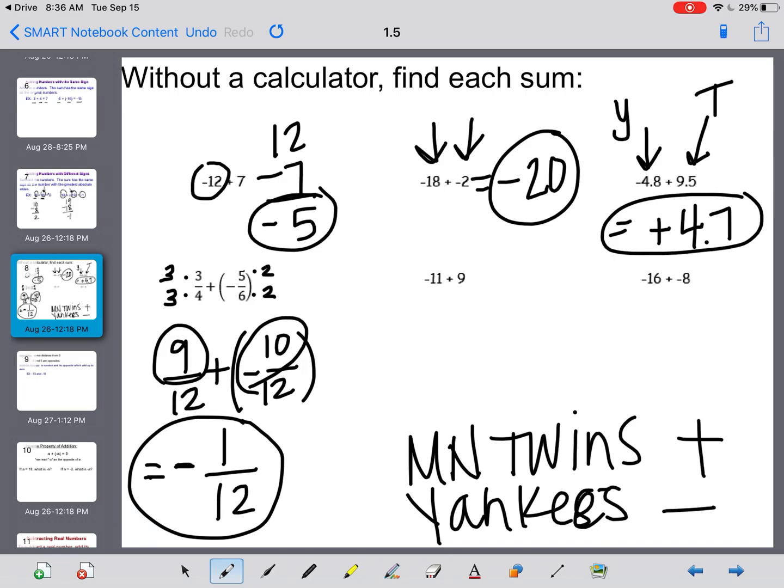You can choose whichever method you'd like for these last two, but the answer to this one is negative 2. And the answer to this one is negative 24.